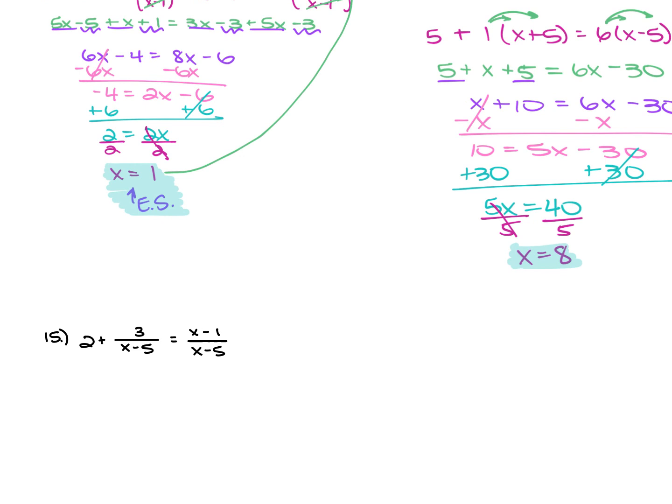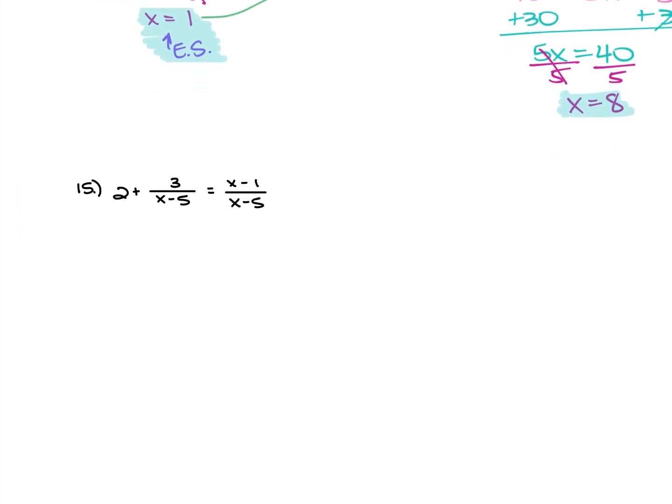If we look at our last question, number 15, we have 2 plus 3 over x minus 5 is equal to x minus 1 over x minus 5. Your least common denominator from this is x minus 5. So that 2 is going to get multiplied by x minus 5. Your fractions, just get rid of your denominators and work with your numerators. So you're going to have 2 times x minus 5 plus 3 is equal to x minus 1. Since x minus 5 cannot equal 0, x cannot equal positive 5.